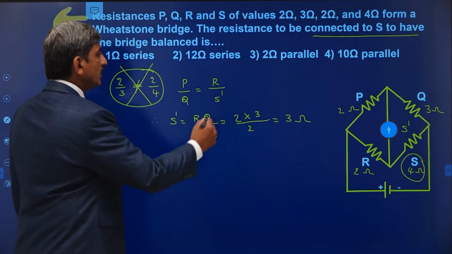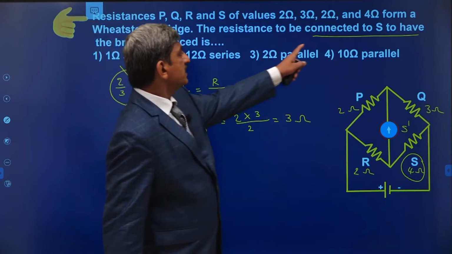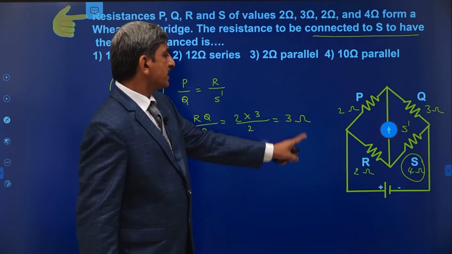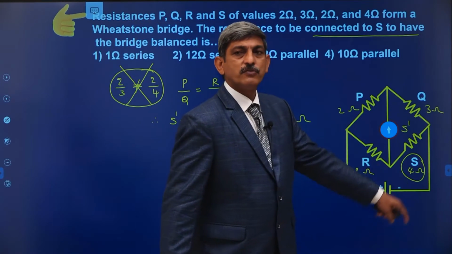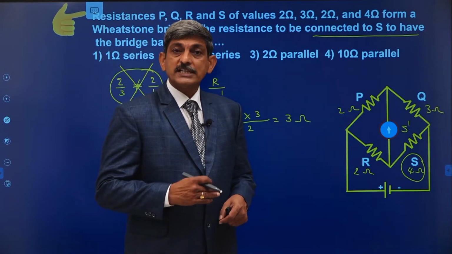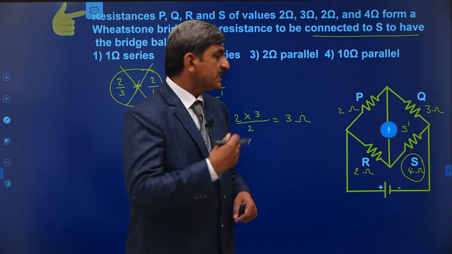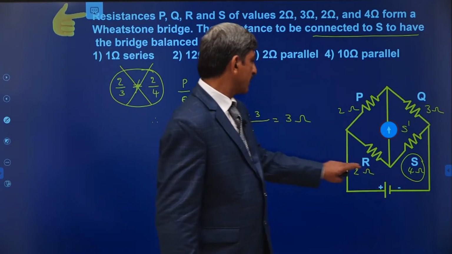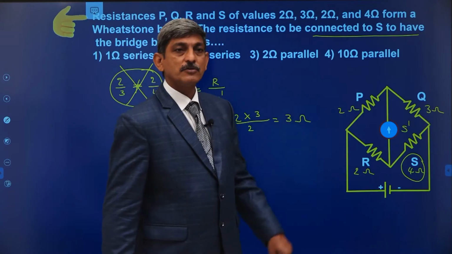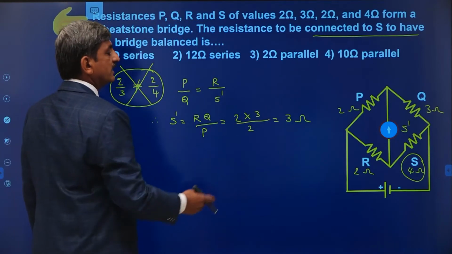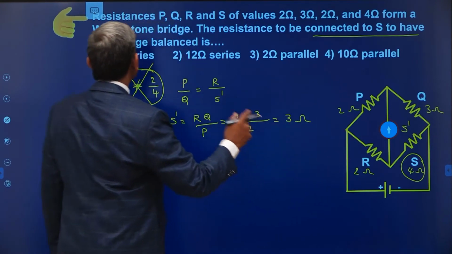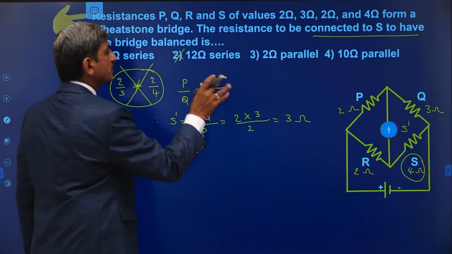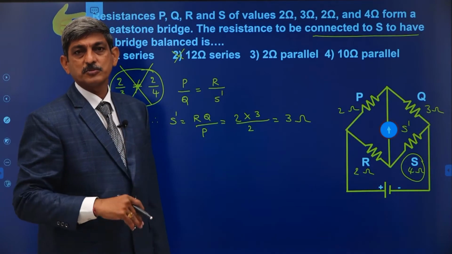Now the question is, to balance the bridge, what resistance is to be connected to S? So the required resistance is 3 ohms, the connecting resistance is 4 ohms. If we connect some resistance in series with the 4 ohms resistance, the effective resistance value will be increased. But here the required resistance value is 3 ohms. So for that achievement of the 3 ohms, we should not connect any resistance in series, so these two options are not possible.